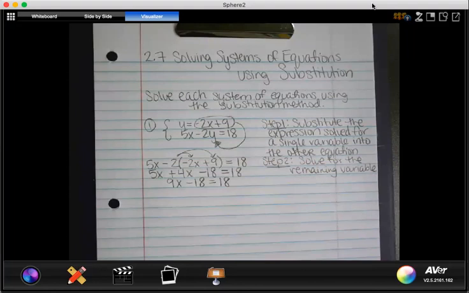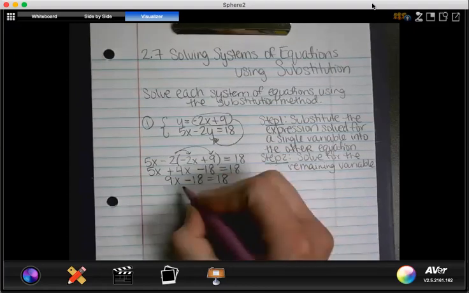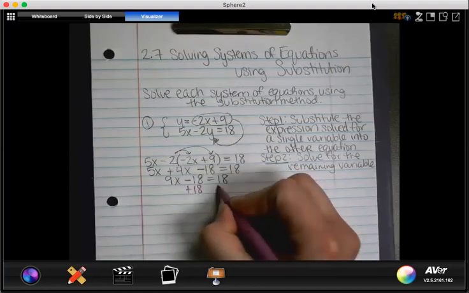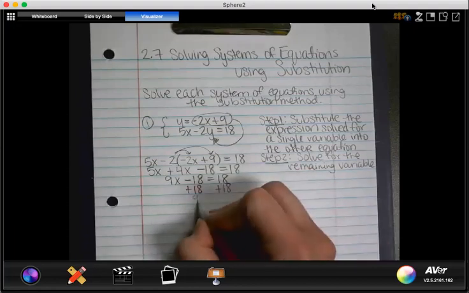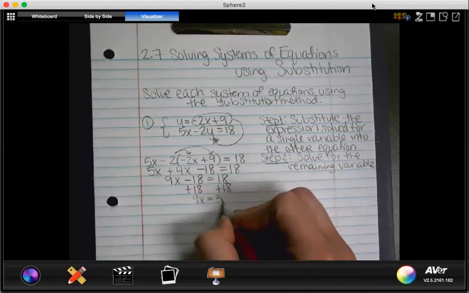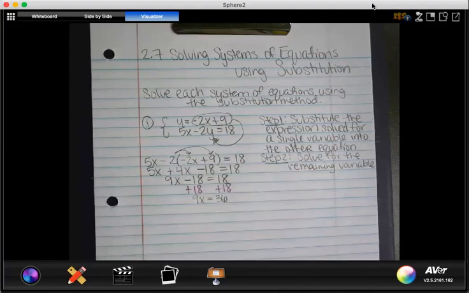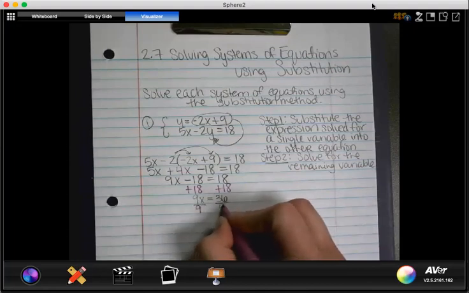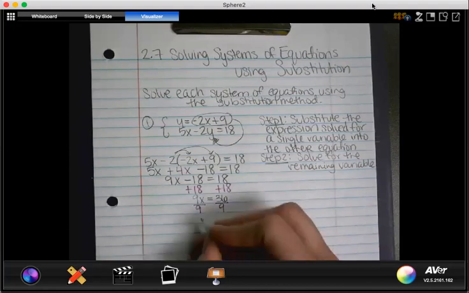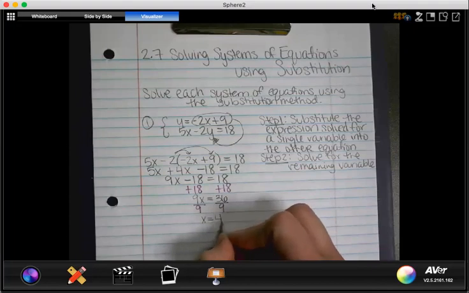Now we're going to simplify to have our variable isolated. I'm going to add 18 on either side, which gives me 9x equals 36. Then we divide by 9. So x equals 4.